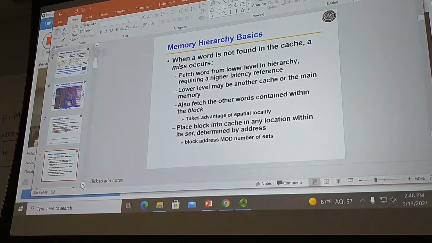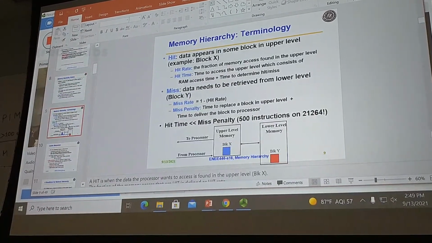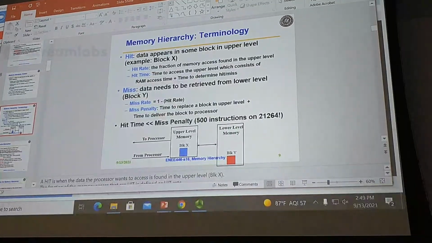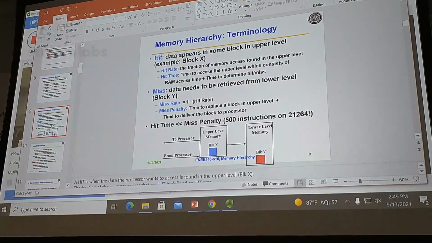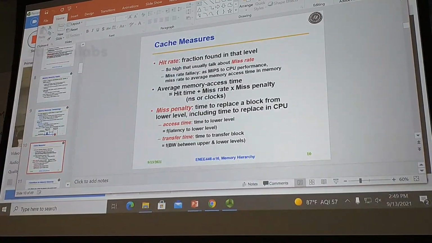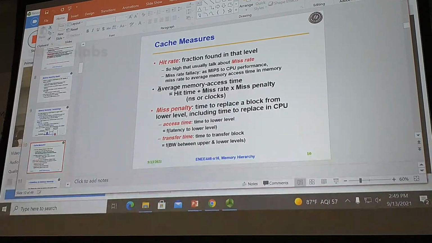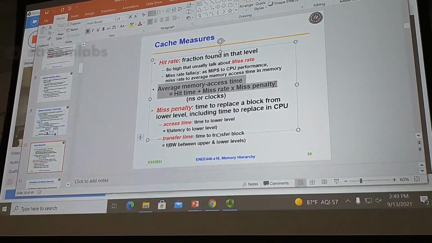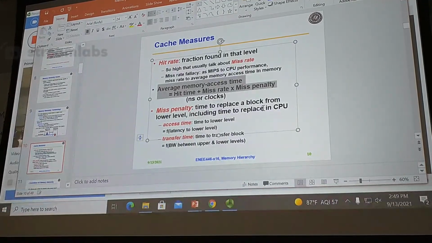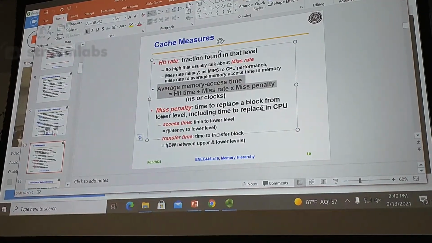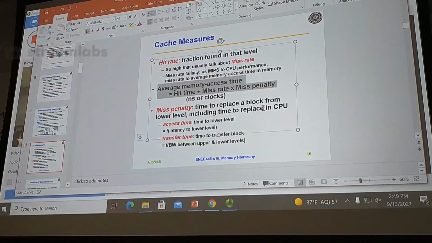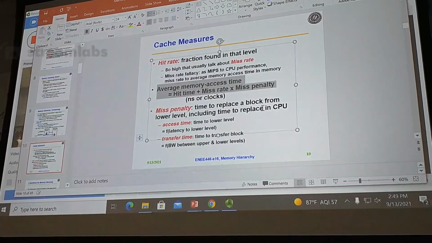Again, some of these are very basic things you already saw in 350. Terminologies like cache hit, cache miss, etc. And this is an equation that may not be particularly useful for calculating memory access time, but it's helpful for us to reason about cache memory design. So let me write that equation here.